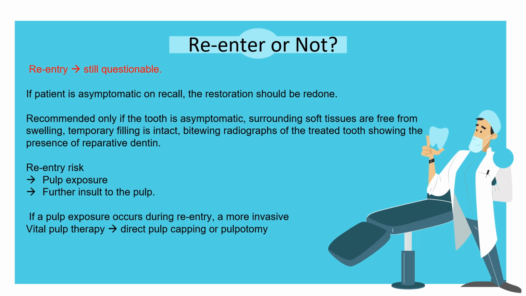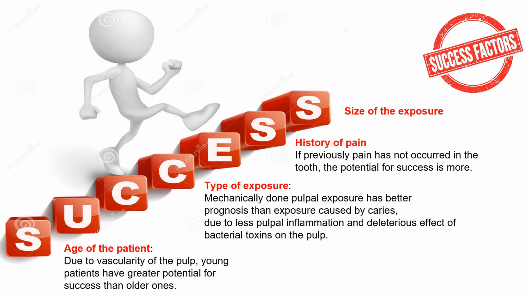When the patient is asymptomatic on recall, the restoration should be redone. So re-entry is recommended only if the patient is asymptomatic and the surrounding soft tissues are free from swelling, and if the temporary filling is intact and the bite-wing radiograph shows signs of or presence of reparative dentin. Re-entry is risky because there might be chances of pulp exposure or further insult to the pulp. If a pulp exposure occurs during this re-entry, a more invasive vital therapy is required such as direct pulp capping or pulpotomy.